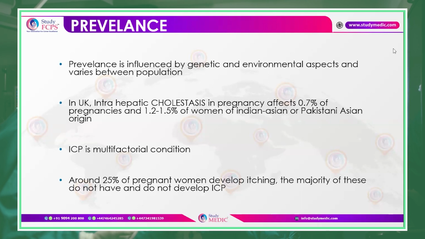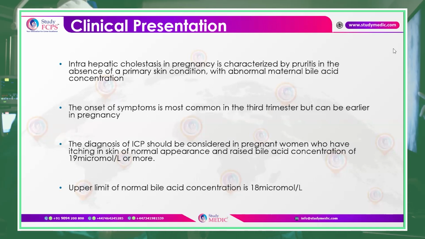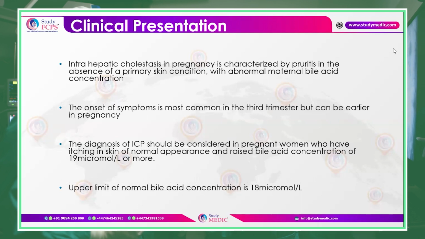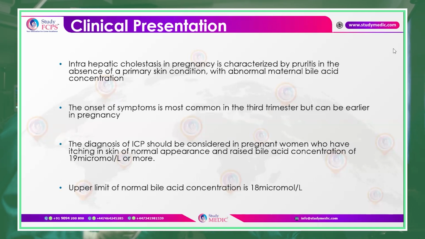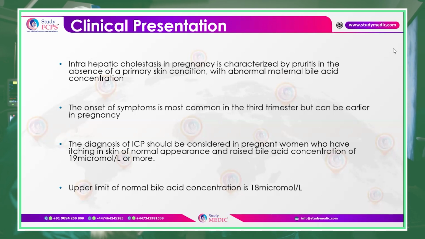Coming to the clinical aspect, how can the patients present? Intrahepatic cholestasis in pregnancy is characterized by pruritus, that is itching in the absence of a primary skin condition, with abnormal maternal bile acid concentration. The patients usually complain of itching on the palms and the soles that is severe during the night, so it interferes with sleep. The onset of symptoms is most commonly seen during the third trimester. However, it can appear early in the pregnancy.